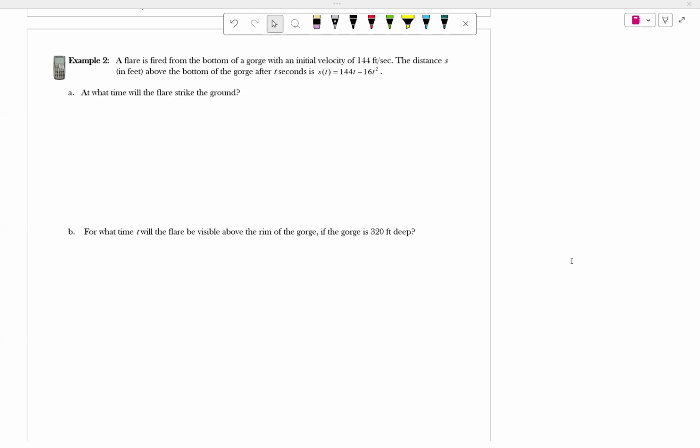Okay, folks. So a flare is fired from the bottom of the gorge with an initial velocity of 144 feet per second. The distance s in feet above the bottom of the gorge after t seconds is s of t equals 144t minus 16t squared. Gorge is another word for a big hole. A chasm? I feel like a chasm is bottomless. Ravine.